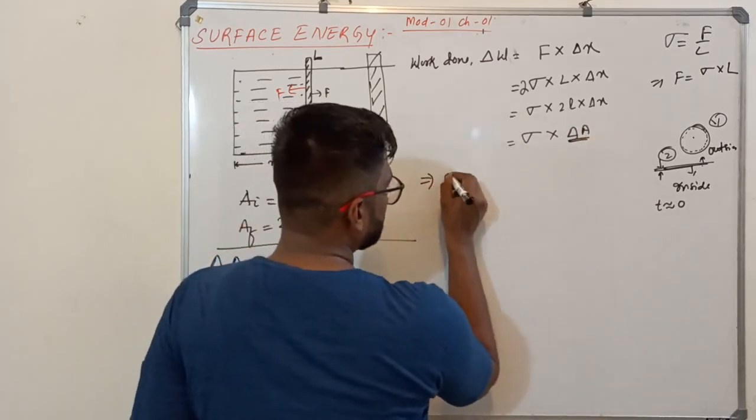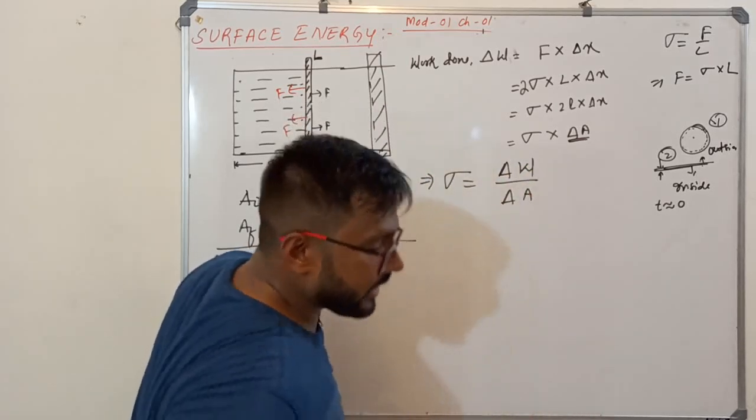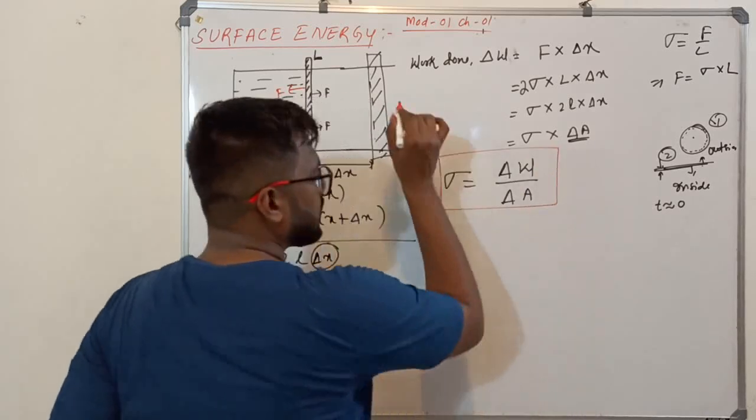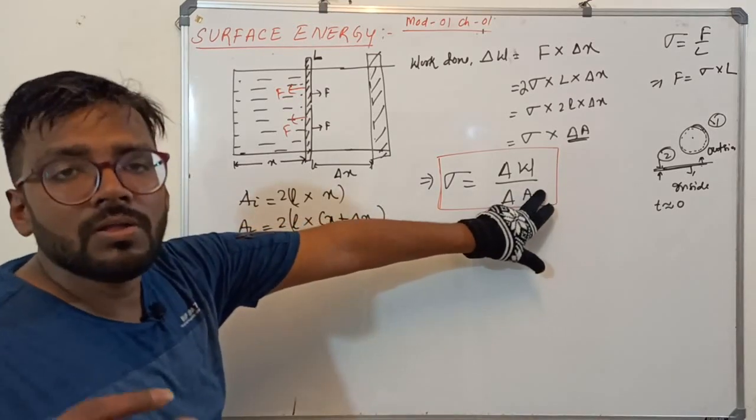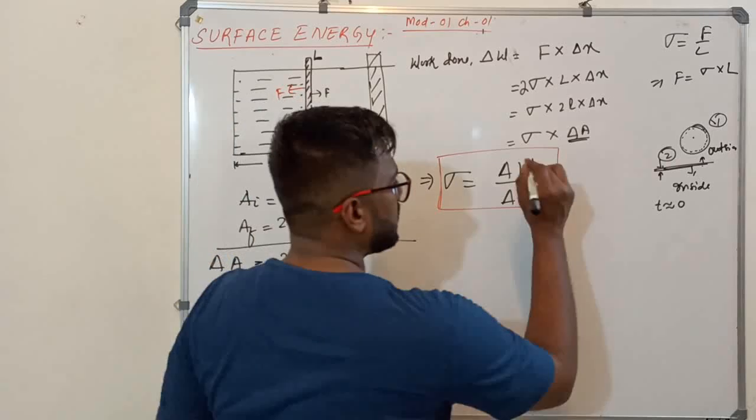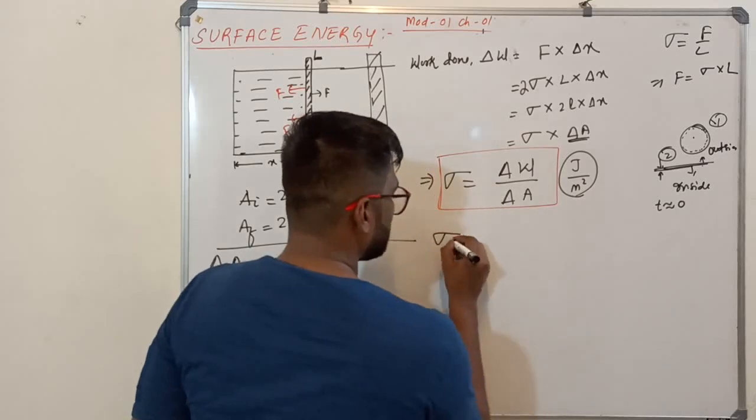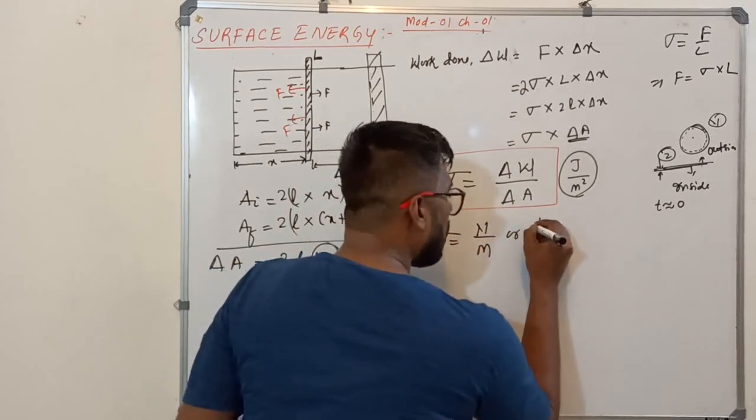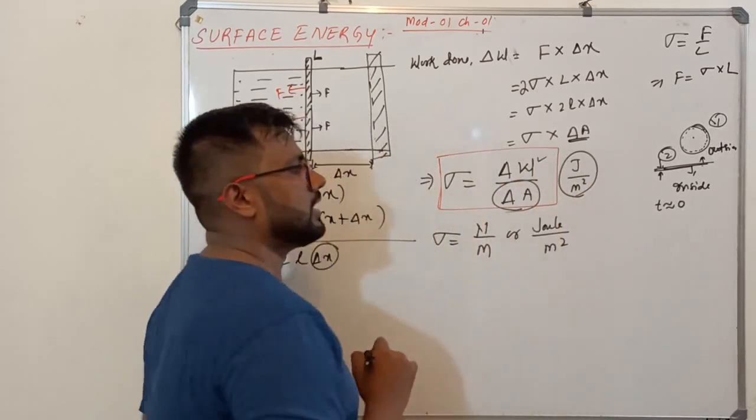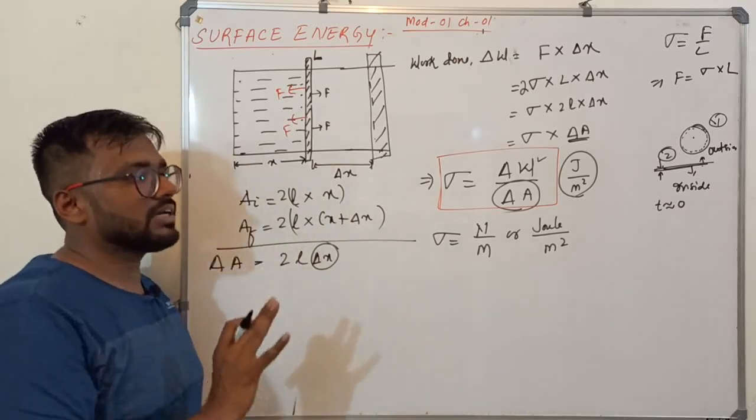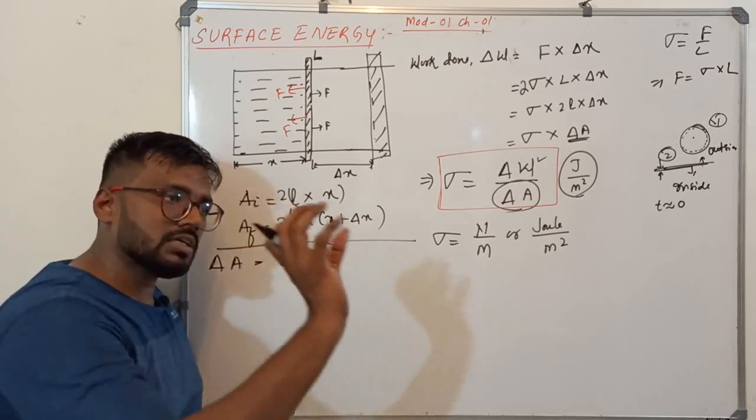So, what became your surface tension? Sigma is also represented in terms of work done per unit area. Surface tension can be written as work done per unit area. What is the unit of work done? Sir, joule. And per meter square. So surface tension is written as Newton per meter or joule per meter square. That is the amount of work you have done per unit area, which also signifies surface tension. That is surface energy per unit area or the force per unit length.